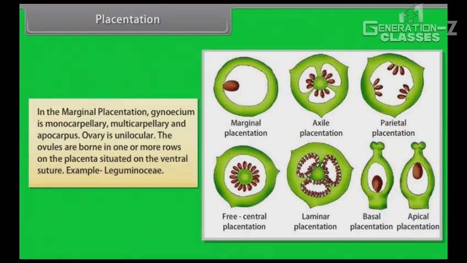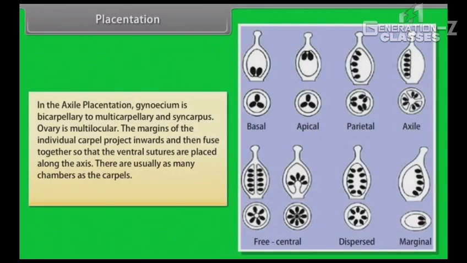Example, Leguminosae. In the axial placentation, gynoecium is bicarpellary to multicarpellary and syncarpous. Ovary is multilocular. The margins of the individual carpel project inwards and then fuse together so that the ventral sutures are placed along the axis. There are usually as many chambers as the carpels.